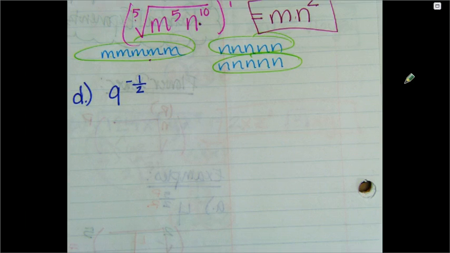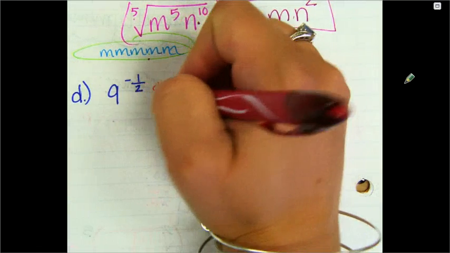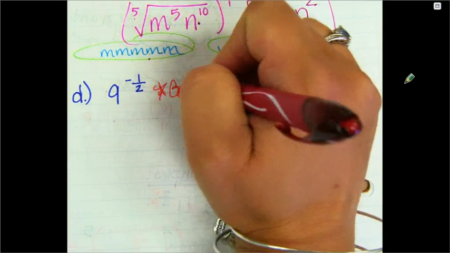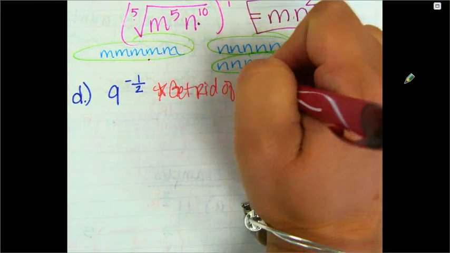What do you have to remember first? Change it. Why? Why do you have to change it? Because you can't have a negative what? Exponent. So since I have a negative exponent, I need to do that first. So we need to get rid of the negative exponent first.